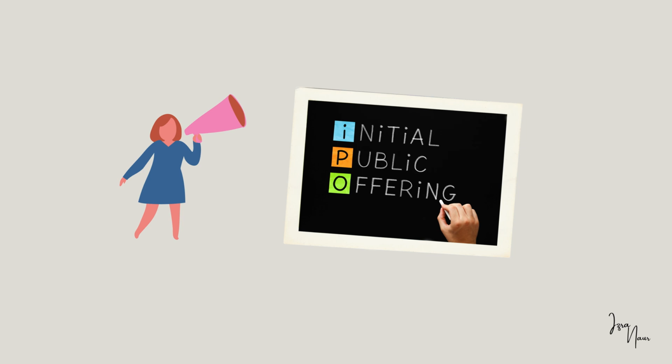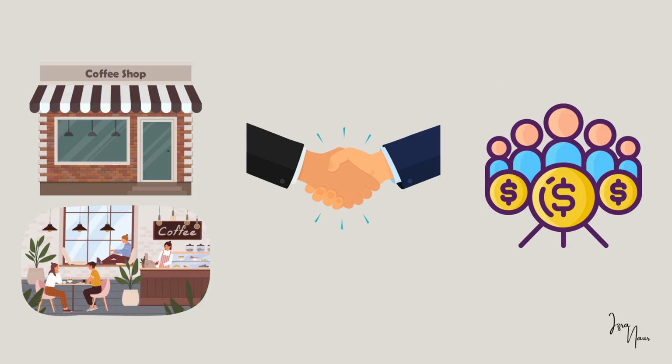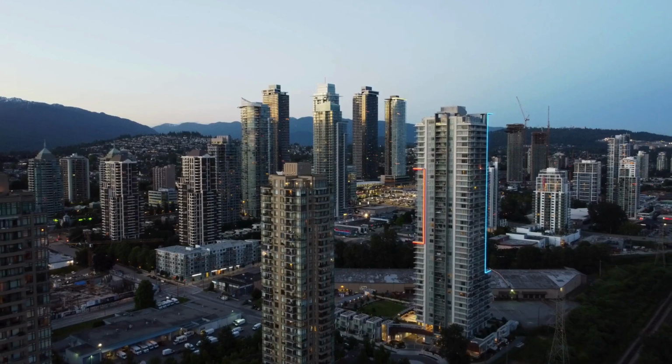Now let's talk about IPOs, or initial public offerings. Imagine your coffee shop is doing so well that you decide to make it a public company, allowing everyday people to buy shares. The first time you offer these shares to the public is called an IPO. It's how big names like Google, Tesla, and Zomato started trading on the stock market.